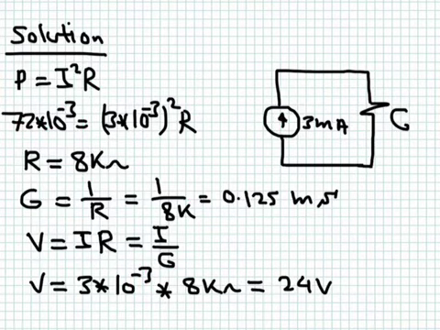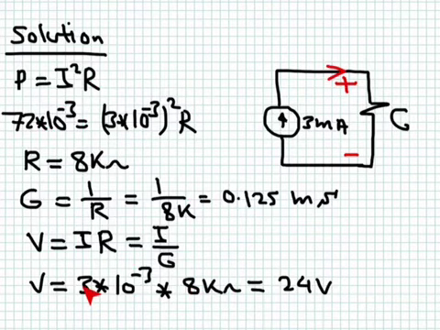The voltage drop here, with this polarity, of course you have to use plus and minus this way, because the current is flowing in this direction. Voltage drop is equal to IR, which is I over G. I is given, it is 3 milliampere, 3 times 10 to the minus 3. R we already calculated, so I just use R. It's easier to multiply than to divide, so I multiply by 8 kilo ohm.